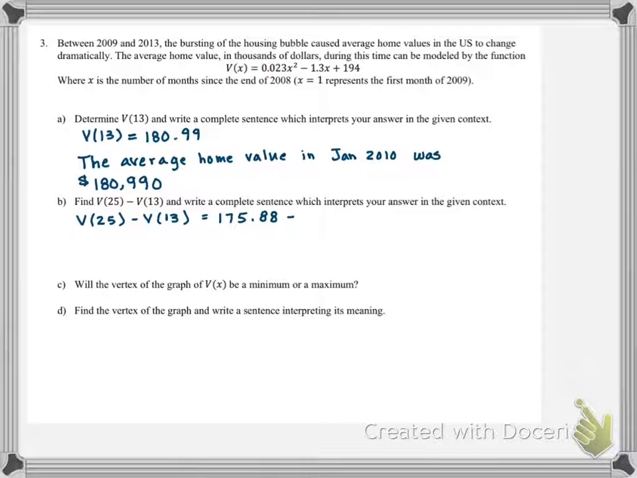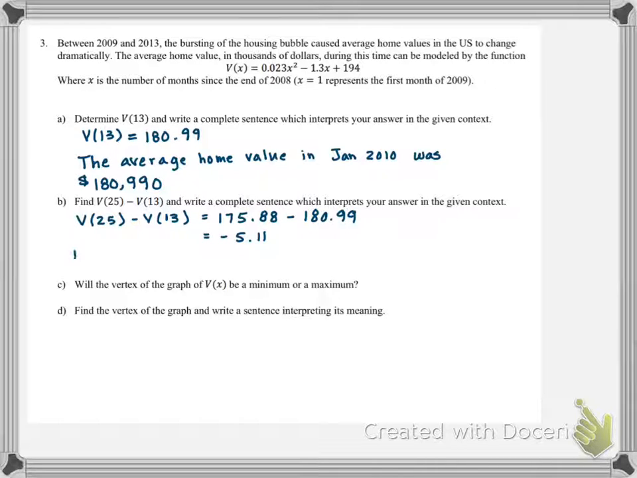And then we already know V of 13, right? Because we just did that. So that was 180.99. And so when you subtract them, you get negative 5.11, you said? So what does that mean? The average price of a house went down $5,000 from January 2010 to January 2011.